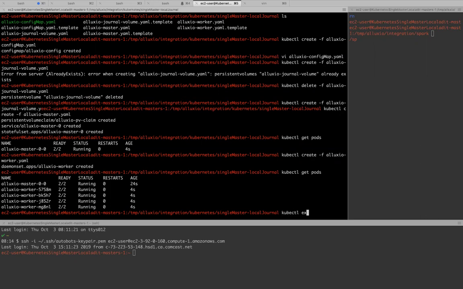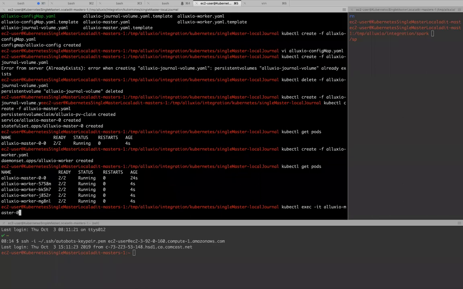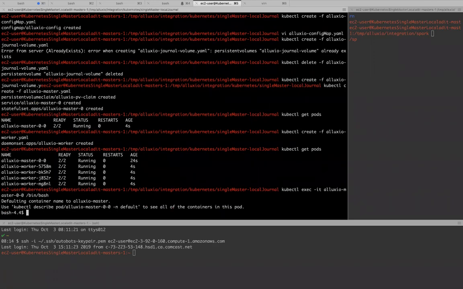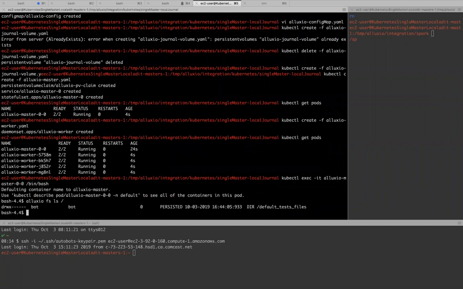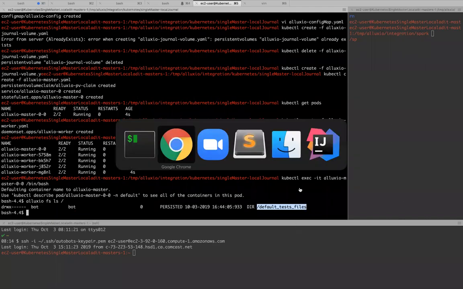Now, once the Alluxio master and workers are running, we exec into the Alluxio master container. And now we can access the Alluxio cluster using the CLI. So if I type in alluxio fs ls, we can see the contents of the Alluxio cluster. So default test files is something that was present in the S3 bucket, which was mounted at the root of the Alluxio file system namespace.